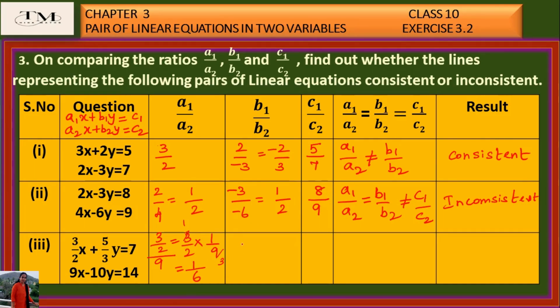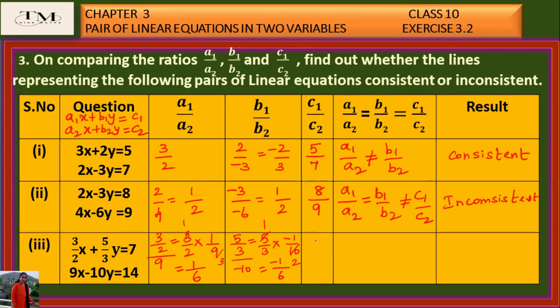Next, B1 by B2. B1 is 5 by 3 and B2 is minus 10. So you can write as 5 by 3 into this denominator. When it goes to numerator, minus 10 by 1 will become minus 1 by 10. So 1 5s are 5, 2 5s are 10. So the answer is 1 into minus 1, minus 1, 3 into 2, 6.